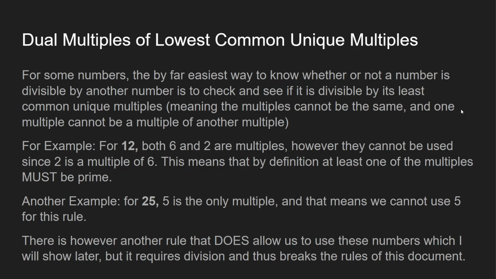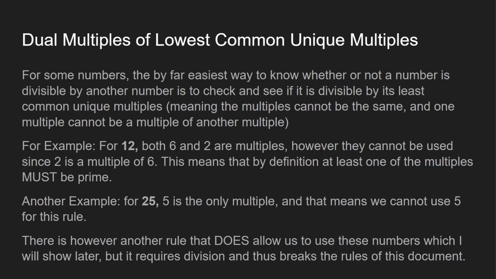If it's divisible by its least common unique multiples, meaning the multiples cannot be the same and one multiple cannot be a multiple of another multiple. So for example here, 12, both 6 and 2 are multiples, right? 2 times 6 is 12. However, they cannot be used for this method because 2 is a multiple of 6. Remember, they cannot be multiples of each other. And by the way, I didn't write this down, but I'm going to say this out loud in the video here. They cannot have a shared least common multiple with each other as well. They have to be completely unique. There has to be no multiplicity between them.